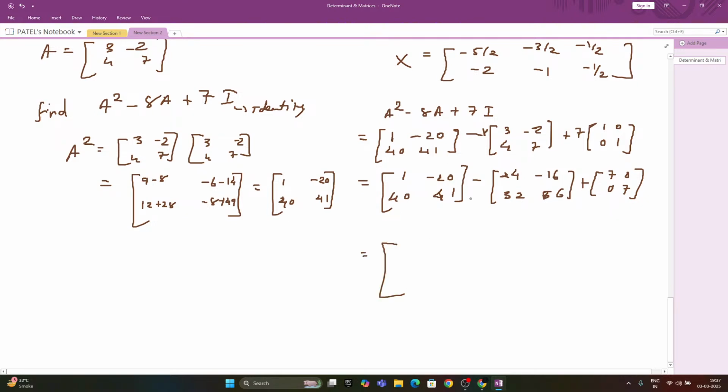So subtraction: 1 minus 24, it's -23, minus -23 plus 7, it is -16. -20 minus -16... -20 plus 16, it is -4. 40 minus 32, it is 8. And 41 minus 56, it is -15, minus 15 plus 7, it is -8. This is your simplification.